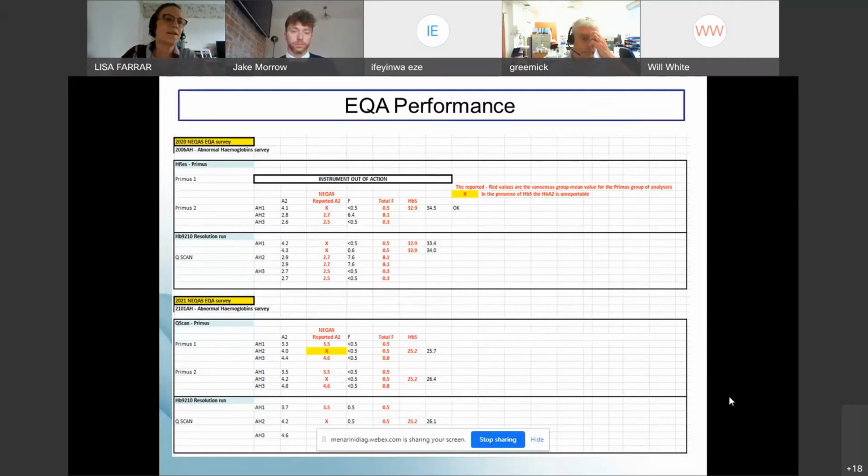But looking at the EQA performance for the evaluation, there were no poor performances over the EQA schemes tested, which is always a big relief to the lab. And the results from both the Primus and the 9210 were excellent against the desired values, which you can see in red. And I hope these slides are clear for you. So we were quite happy with the EQA performance for both the Primus and the 9210.